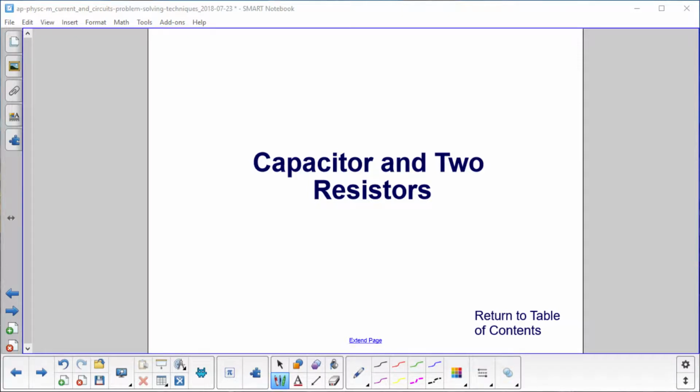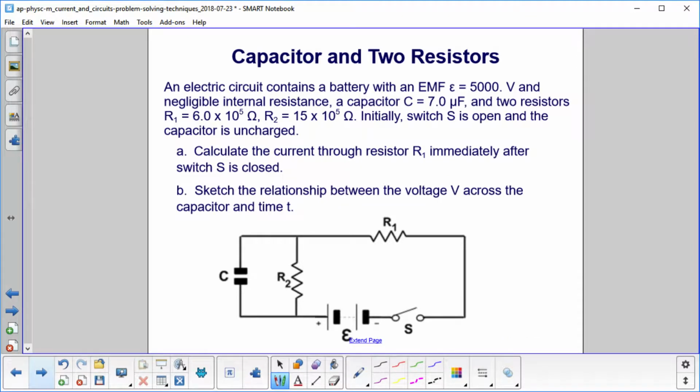Capacitor, and two resistors. We have an electric circuit that contains a battery with EMF of 5,000 volts and a negligible internal resistance, a capacitor of 7 microfarads, and two resistors, 6 times 10 to the 5th ohm and 15 times 10 to the 5th ohm. Initially, switch S is open and the capacitor is uncharged.